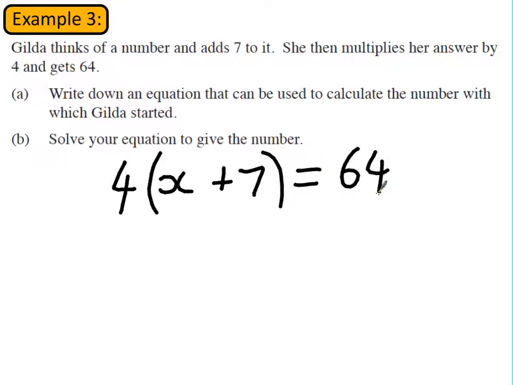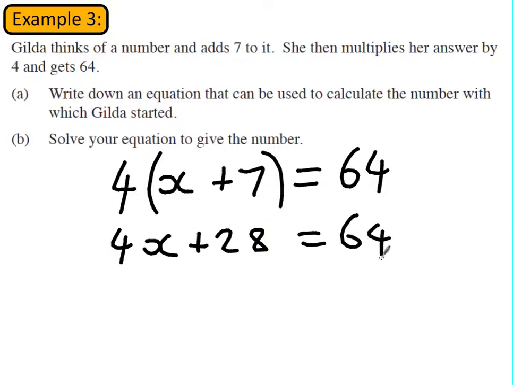So the first thing to do in part A is to write out that equation, interpreted through the words into some algebra. Now we've got to solve the equation. So we'll do this by multiplying out. So we're going to have 4x plus 28 is equal to 64. Now we're going to take away 28 from both sides to leave us with just 4x on the left-hand side.